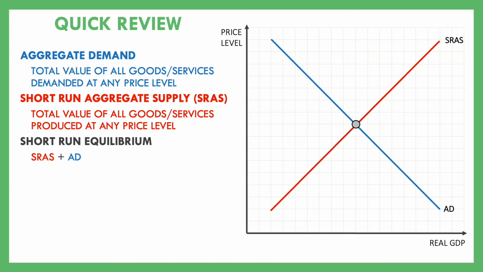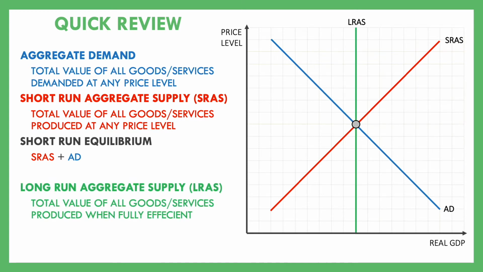We also had a third curve that we put in there, this vertical green line we called our long run aggregate supply curve. This is the total value of all goods and services that we have the ability to produce whenever we're being fully efficient with our resources, or what we would say is being sustainable. It's the sustainable level of output given the resources we have available within our economy. The point where all three of these curves intersect is known as our long run equilibrium, and remember, we said that this point is our goal.